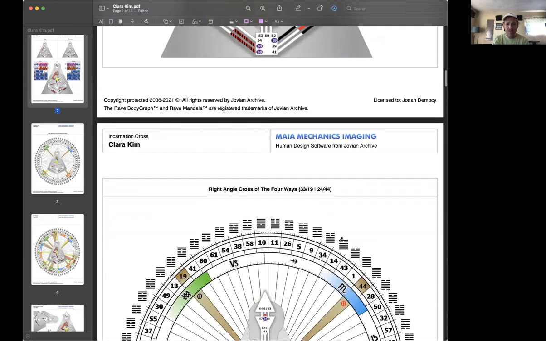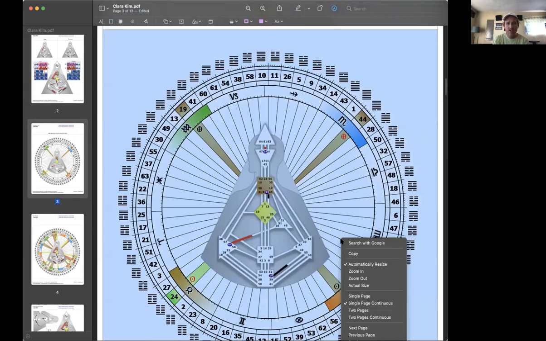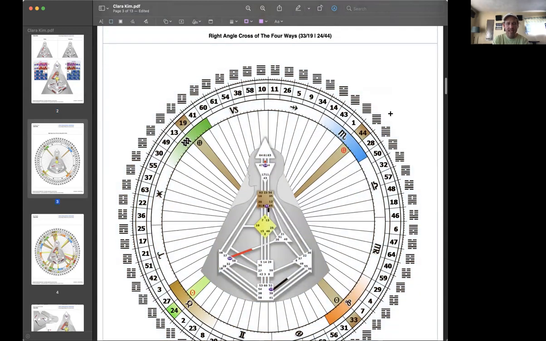But first, we're just going to look at the sun earths. Okay, so the sun earths are really about what your personality and your unconscious's personality, which we call the design, are here to do. And they're here to work together, and they're really programmed to do this. And so this really is what the program has for you. Like, there's nothing that exciting about incarnation cross.